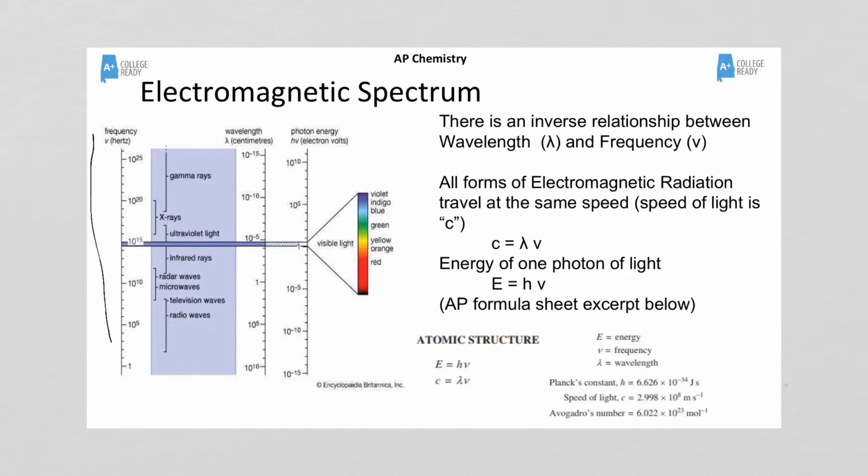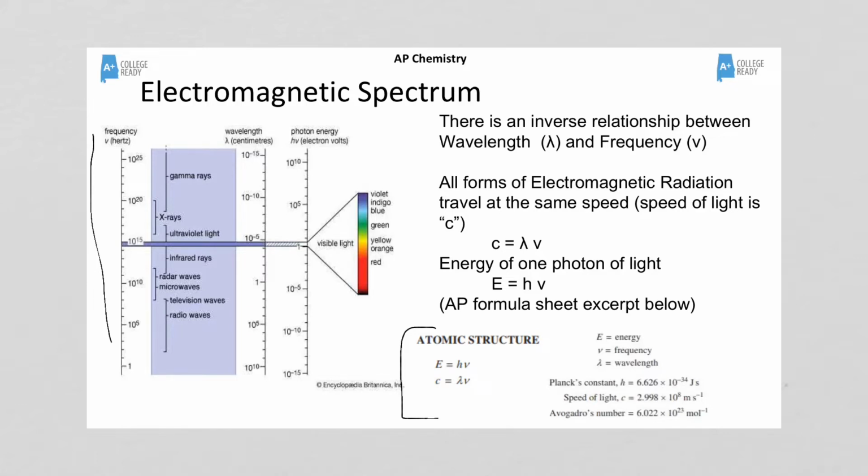These two formulas, the speed of light, and then the energy of one photon of light, are on the formula sheet. So I just put a little excerpt of that. It's literally the first thing you see when you look at the formula sheet. So notice we have Planck's constant, which is h. So again, just plug that in. Speed of light is given, and then there's Avogadro's number.